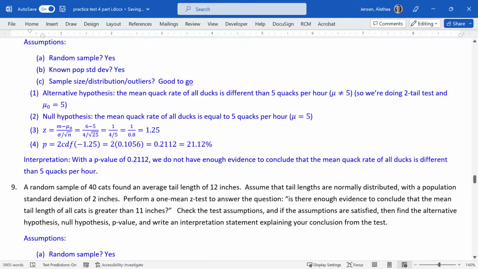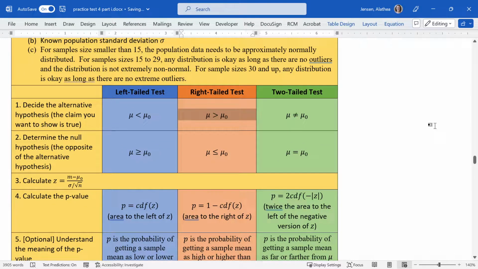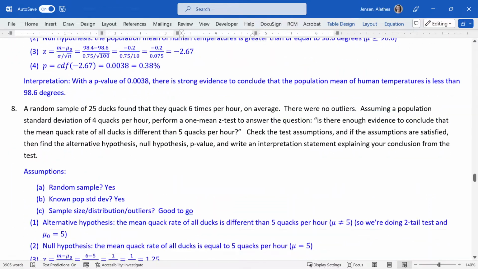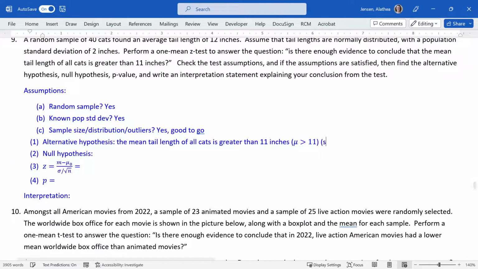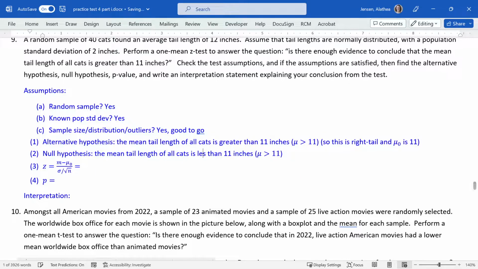Okay, so in this situation, what kind of tail test are we doing? Looks like we're doing the greater than version, so this is a right-tailed test, and my mu0 is going to be that 11 number. Okay, so this is right tail, and mu0 is 11. Okay, so null hypothesis, I'm just going to paste this and then change it to be opposite. So the mean tail length of all cats is going to be, instead of greater, less than or equal to 11 inches, and then here I'm going to also change to be less than or equal. All right, now for my z-score.